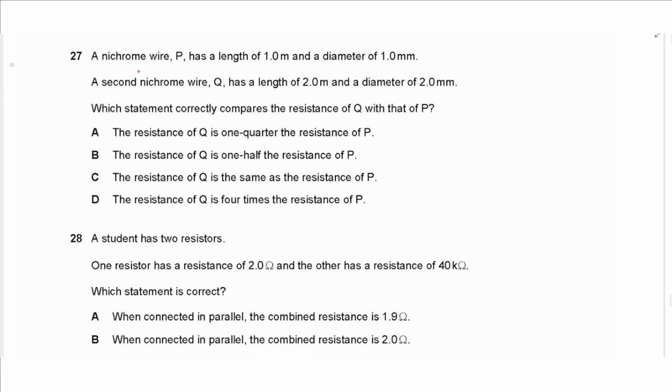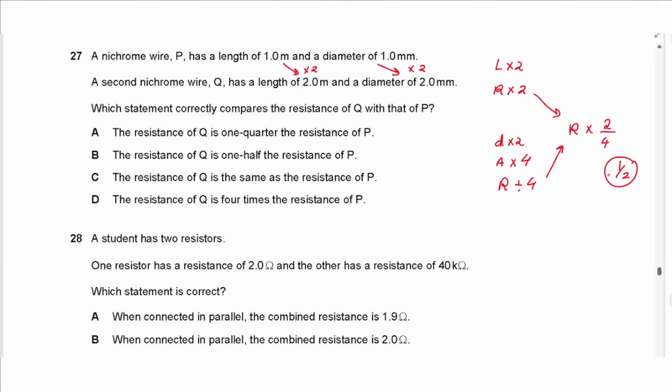Question 27 says a nichrome wire P has a length of 1 meter and diameter of 1 millimeter. A second nichrome wire Q has a length of 2 meters and diameter 2 millimeters. So same material, but the length is multiplied by 2 and the diameter is also multiplied by 2. If the length is multiplied by 2, the resistance will also be multiplied by 2. If the diameter is multiplied by 2, the area will be multiplied by 2 squared, so 4, according to pi r squared. And area and resistance are inversely proportional, so resistance will be divided by 4. Combining these two, we have the resistance multiplied by 2 over 4, which is half. So the resistance will be halved.